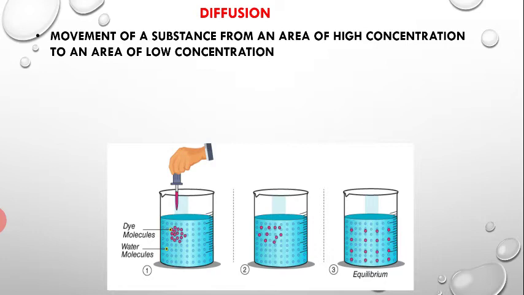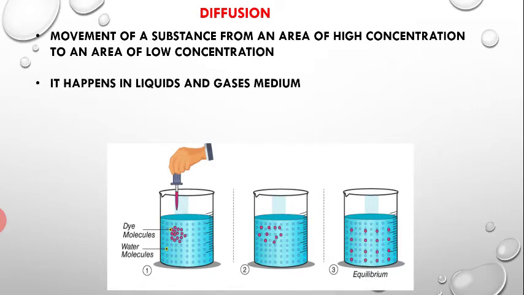You can see when dye is added to the water, we find that the dye begins to spread. In the end of the process, it is distributed throughout the water. This movement from one drop to the other parts of the water is known as diffusion.